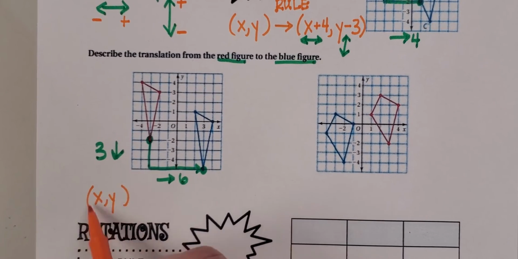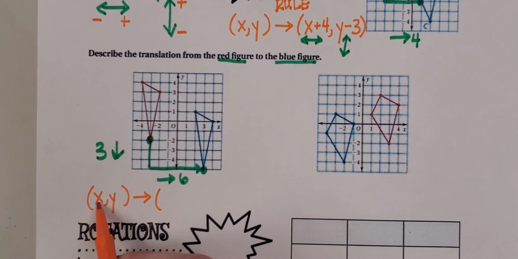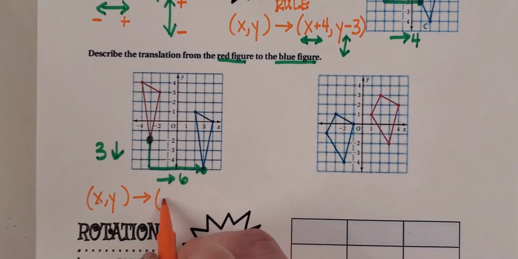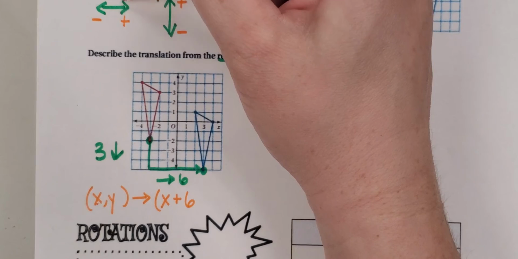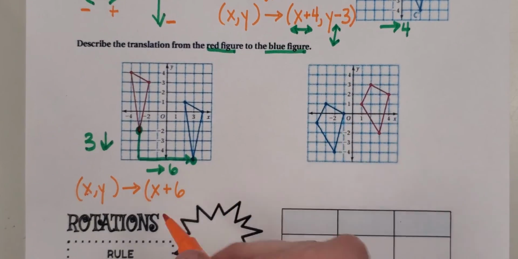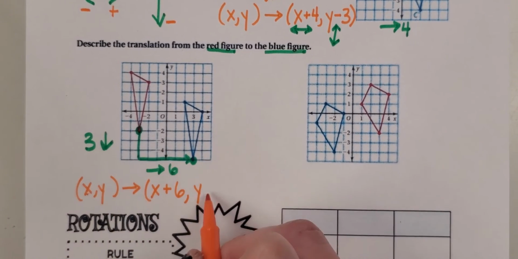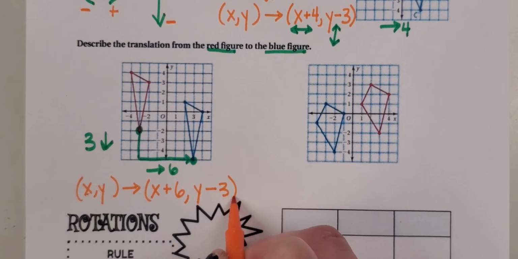So this is where we take our original point, we are translating it, and for my X value, since my X value deals left and right, I would have X plus 6, because again, if I'm going to the right, I would be adding. So X plus 6, and since I'm going down, I would be subtracting 3.